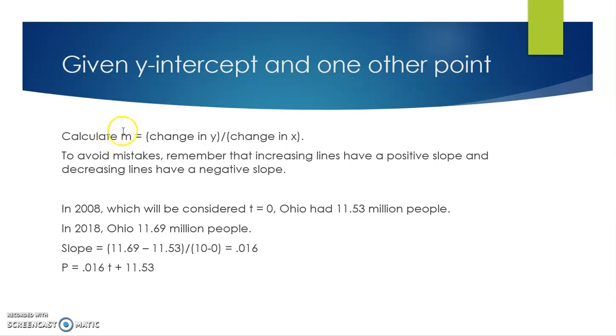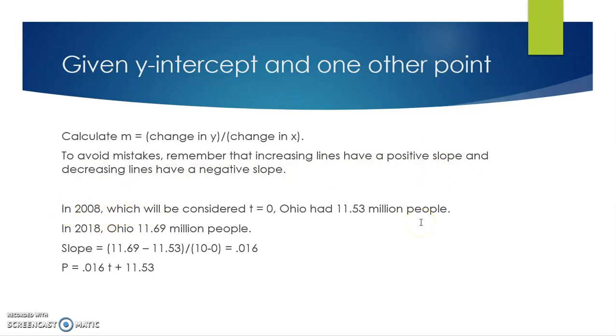Well, you're still going to say m is the change in y over change in x. And one thing to keep in mind to spot some of your own mistakes is that if you have an increasing line, it will have a positive slope. If you have a decreasing line, it will have a negative slope. Okay, so here's an example.